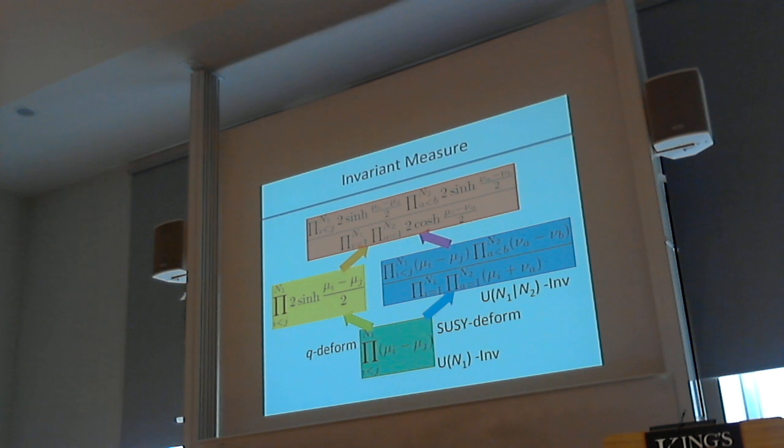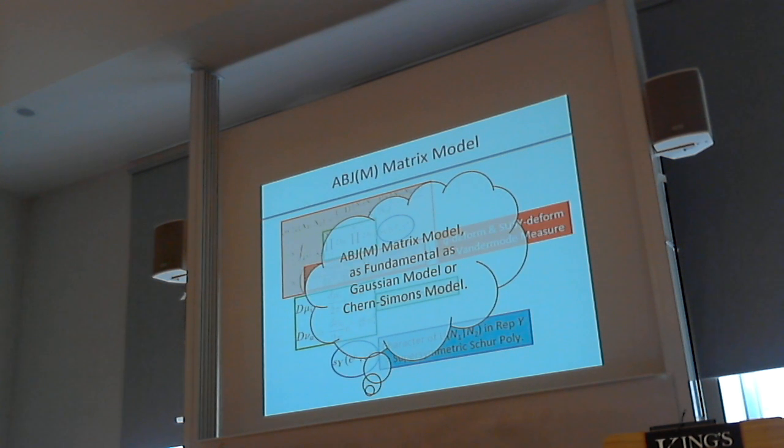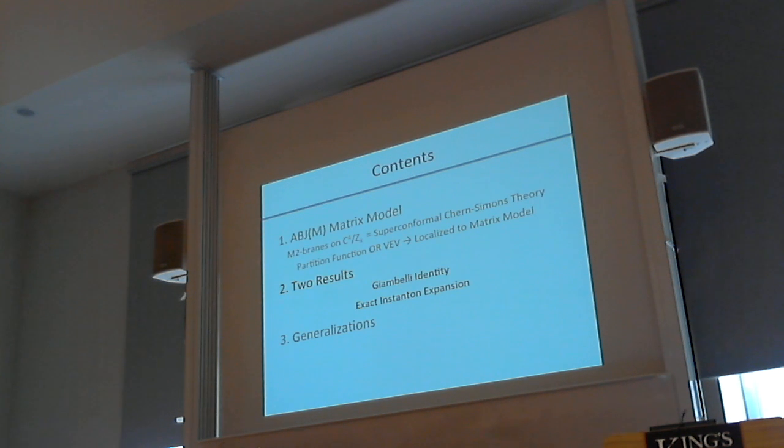So the ABJM matrix model has this kind of simple explanation. My message here I would like to stress is that the ABJM matrix model is as fundamental as the most standard Gaussian model or Chern-Simons matrix models. So this is the ABJM matrix model. Then I would like to tell you two results from our study.